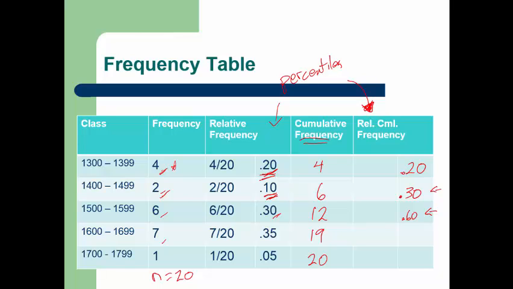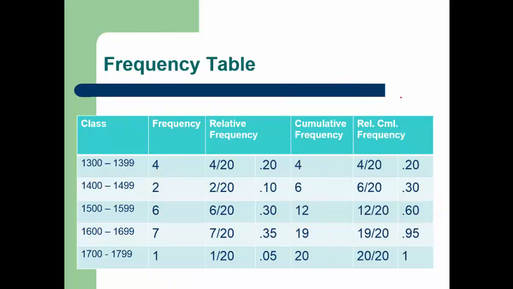A percentile is what percentage is below. So really, the relative cumulative frequency, big way of saying percentile. Right? 95% of the data is accounted for by the time we get to 1600 to 1699. And then finally, we have that 0.05. It adds all the way up to 1. So what we're going to end up doing with an ogive is we're going to graph the scores versus the relative cumulative frequency, or scores versus percentile.